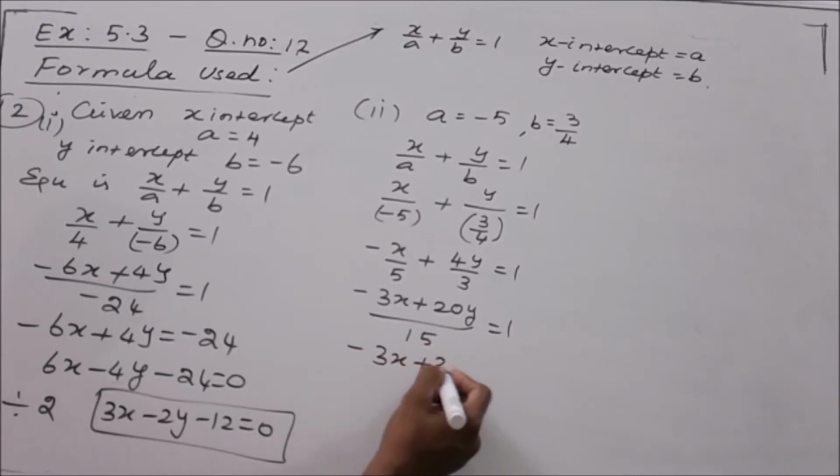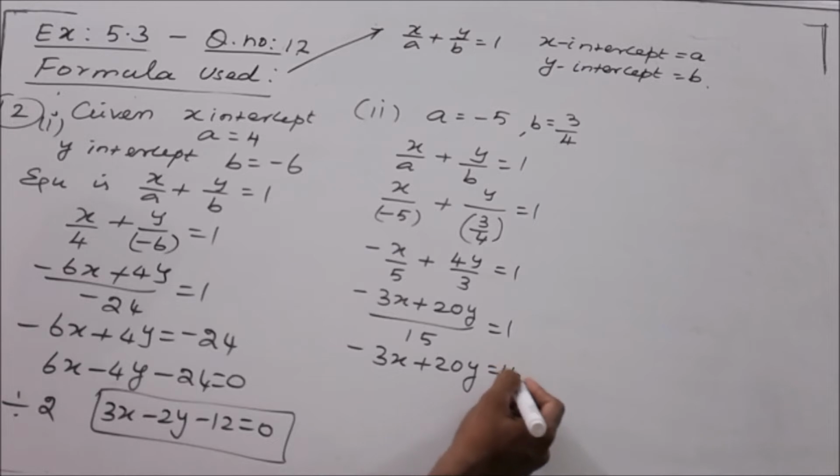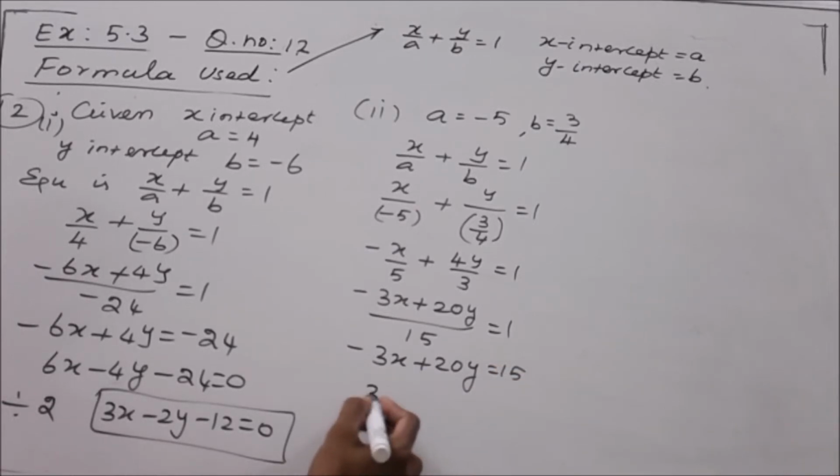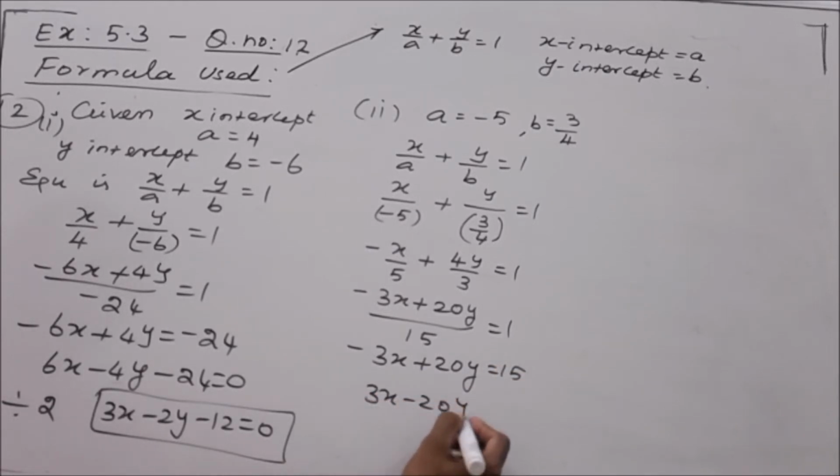-3x + 20y = 15. Now changing its sign, 3x - 20y = -15. So 3x - 20y - 15 = 0 is the equation of the line.